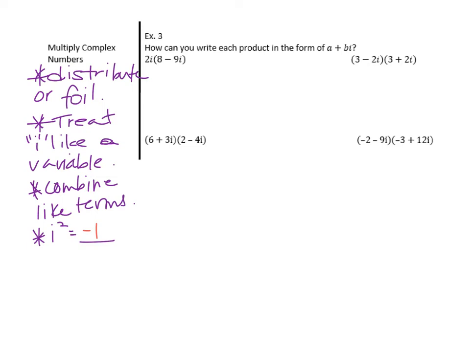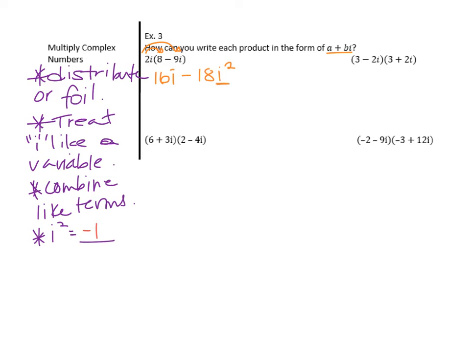All right, let's try this out for the last part of our video lesson. How can you write each product in the form of a plus bi? That would be our standard form. In the first expression, we have 2i on the outside and 8 minus 9i on the inside. This means we're going to eliminate the parentheses by distributing the 2i in. If we take 2i times 8, that would give us positive 16i. Minus, if we take 2i times 9i, 2 times 9 is 18, and i times i would give us i squared.